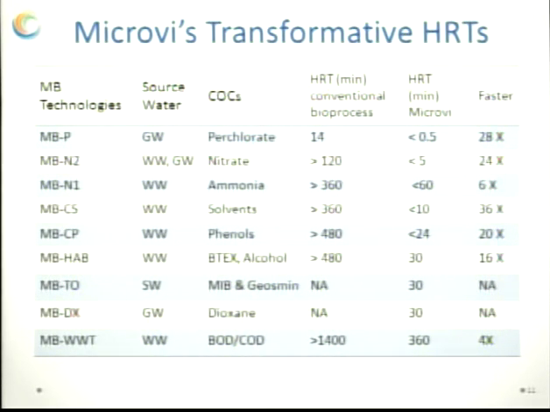Retention time is extremely important in a biological system because it has a direct effect on the footprint and the size of it. What I wanted to highlight in this slide is the number of different contaminants that we've come across, what the conventional hydraulic retention times are, and what we've been able to achieve. It shows that the faster you're able to do it, essentially intensifying biological processes, the more you reduce the footprint, and therefore you have a reduction in the capital costs.